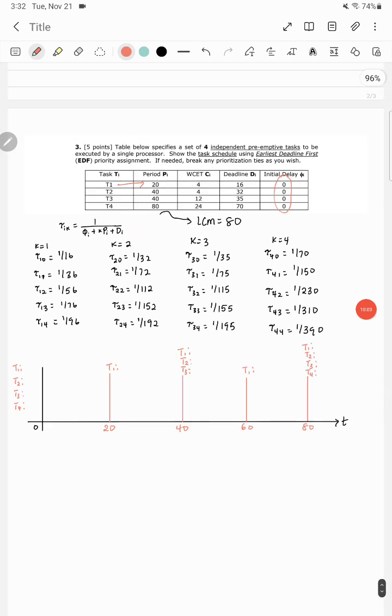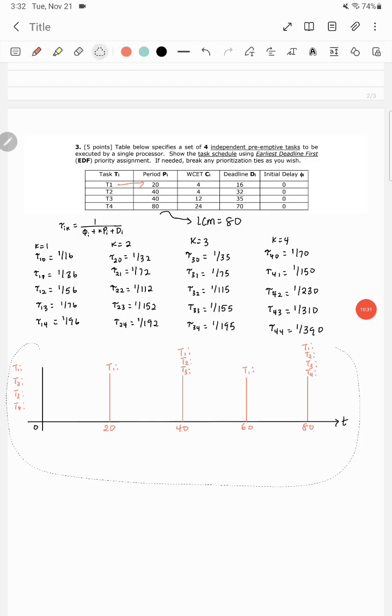Now, if the initial delay here was, let's say, 20, our task is not going to start from 0. Our task scheduling will start from 20, so then you're counting from 20 to 40 to 60 to 80. But our delay is initially 0. So everything is starting up at the same time at time equal to 0. Okay, so now you've drawn this. This is what your diagram should look like so far.